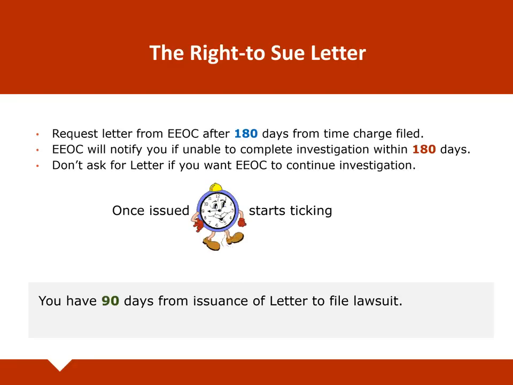The right to sue letter. You can request a letter from EEOC after 180 days from the time the charge was filed. If not, EEOC will notify you and let you know it was not able to complete the investigation within 180 days. Now, don't ask for the letter if you want EEOC to continue the investigation. This is important because once the letter has been issued, the clock starts ticking and you have 90 days from issuance of the letter to file your lawsuit in federal court.